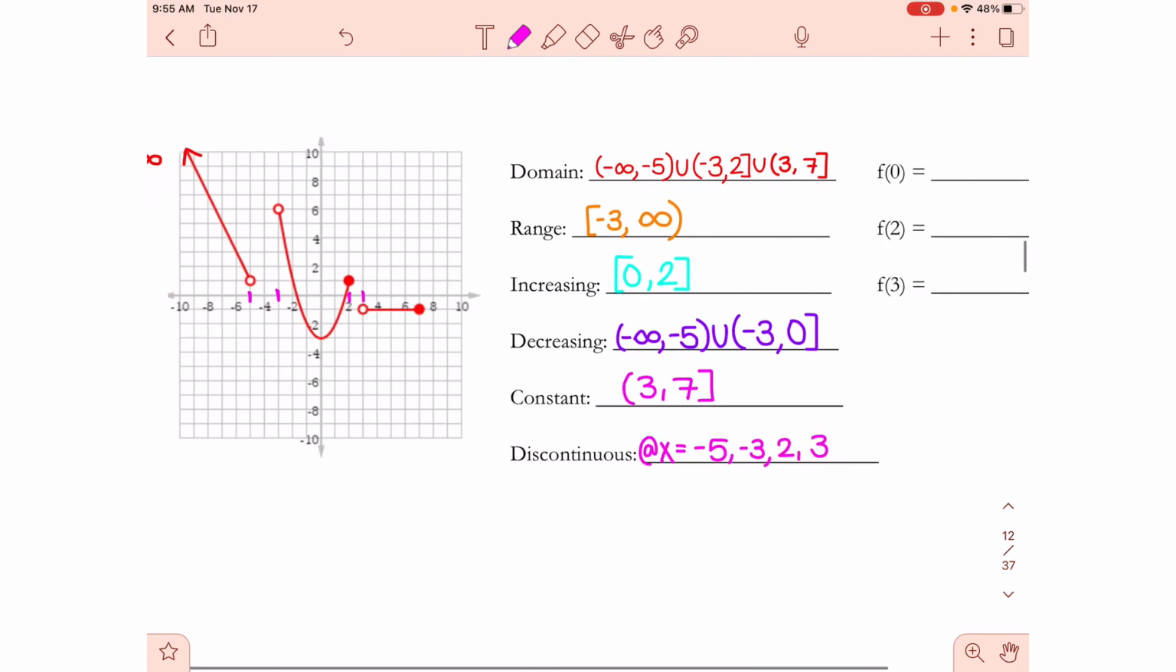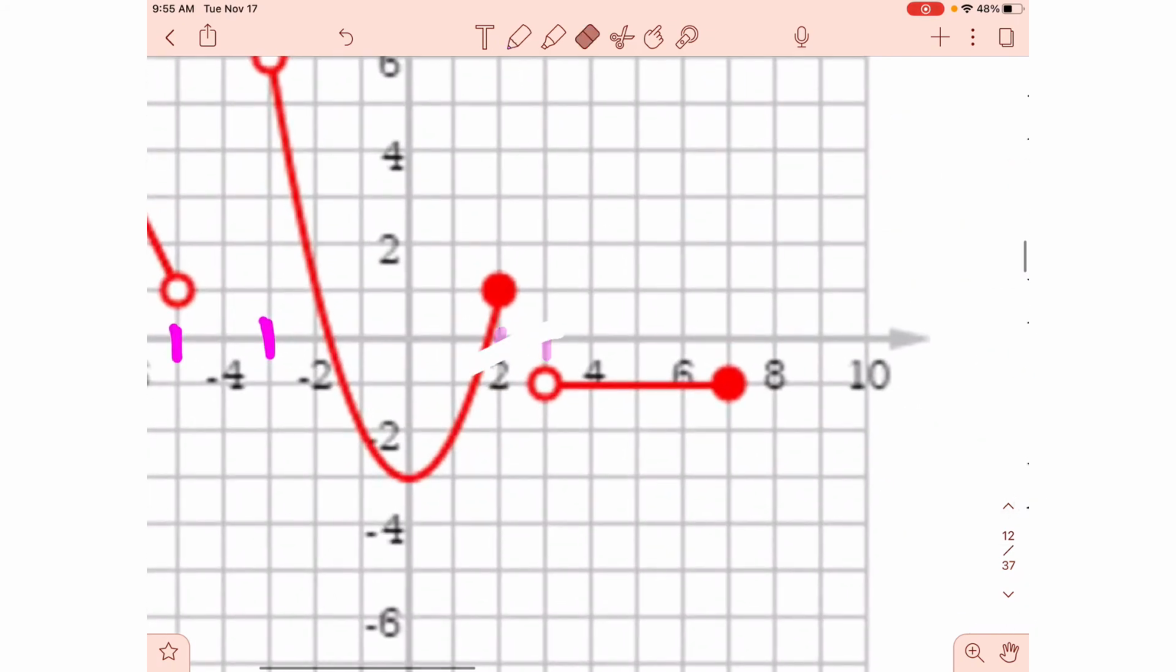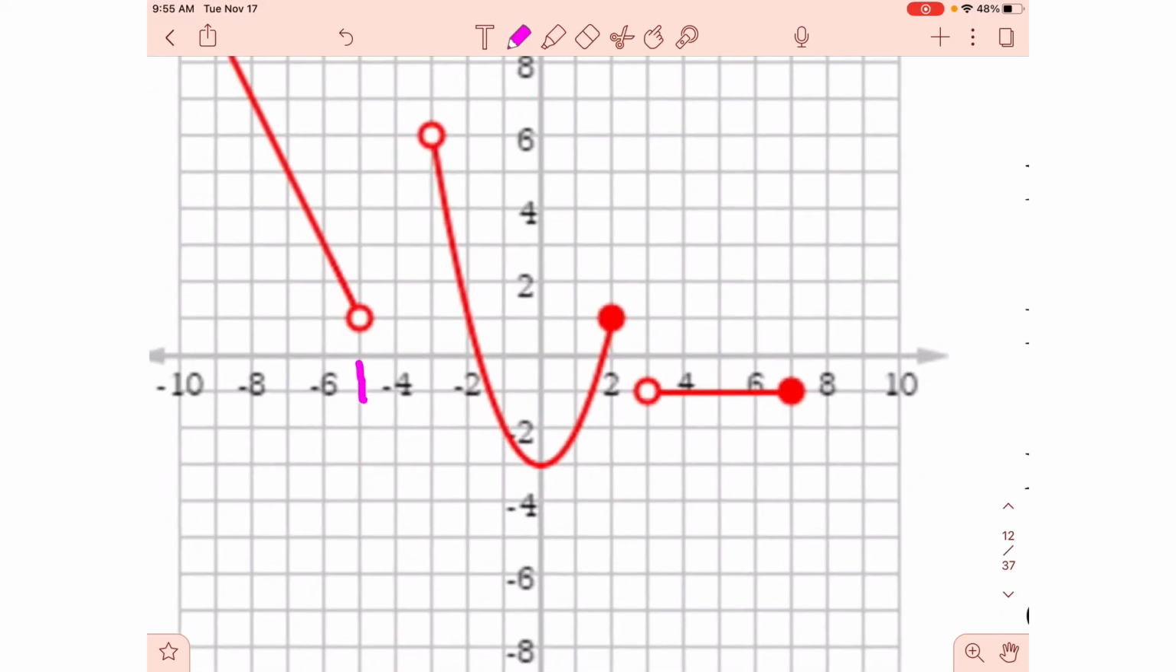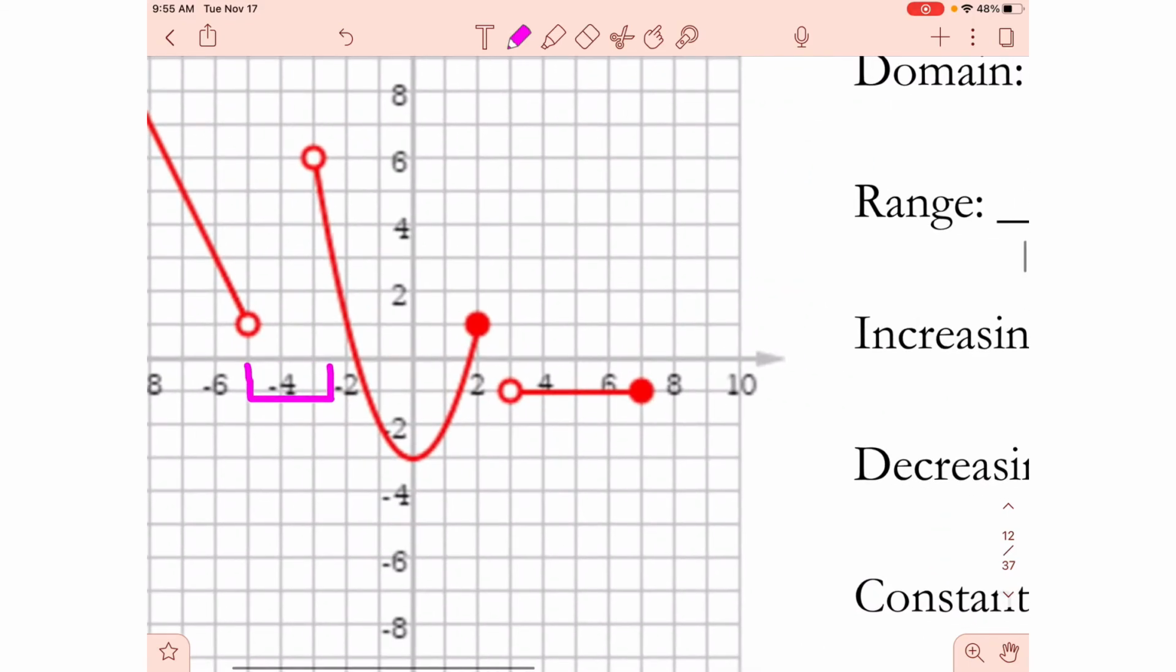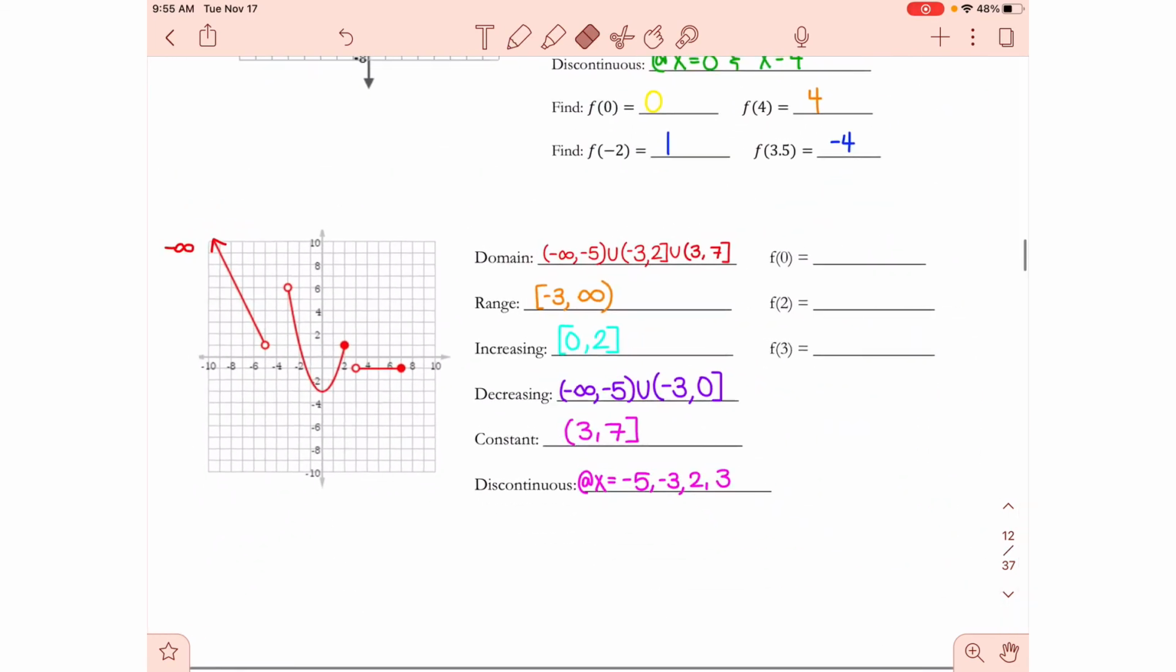Now, there are different ways you could say that. You could say that we were not continuous from -5 to -3 and not continuous from 2 to 3. You could make those intervals, but I'm okay if you just say the x values, okay?